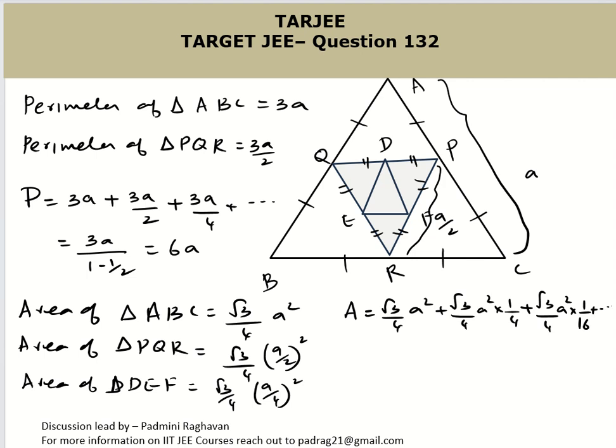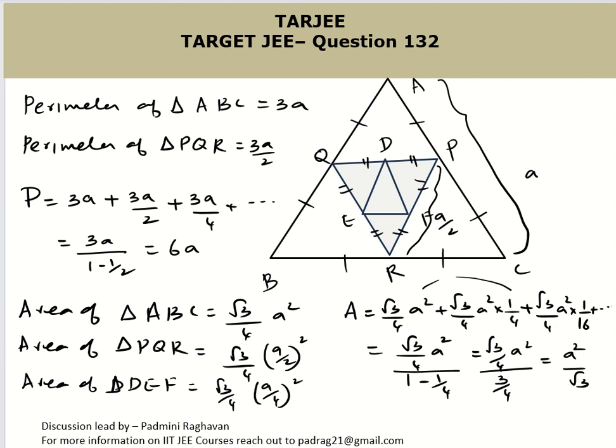The process continues, which is again an infinite GP with the first term as root 3 by 4 A square and the common ratio is 1 by 4. So first term divided by 1 minus common ratio. This gives us root 3 by 4 A square divided by 3 by 4. The 4 gets cancelled. So we get this to be equal to A square divided by root 3. This is our capital A. And 6A is our perimeter, the sum of all the perimeters.